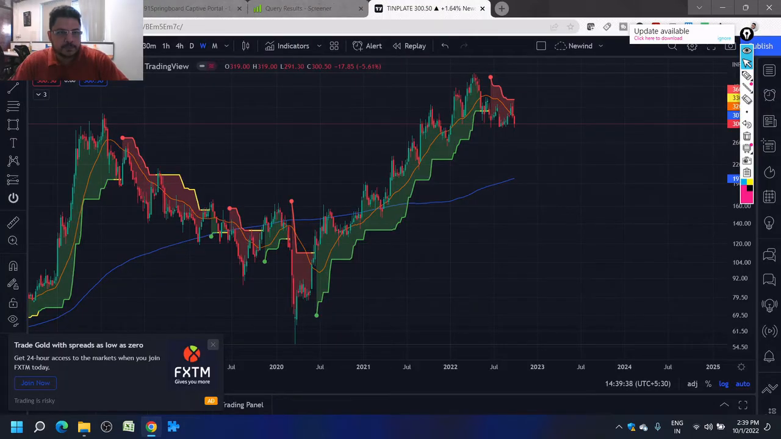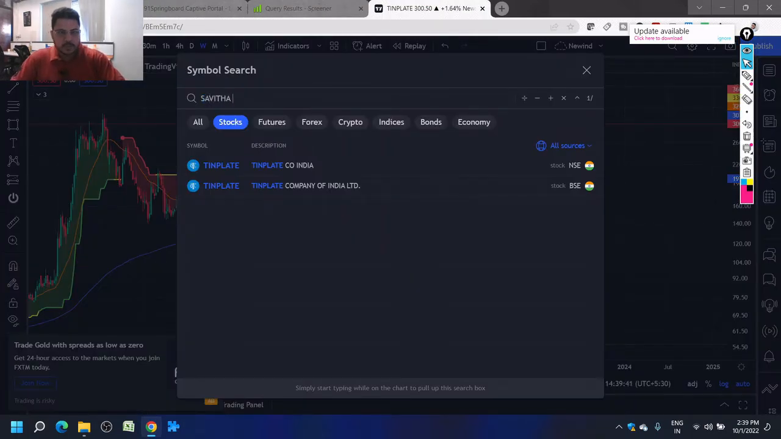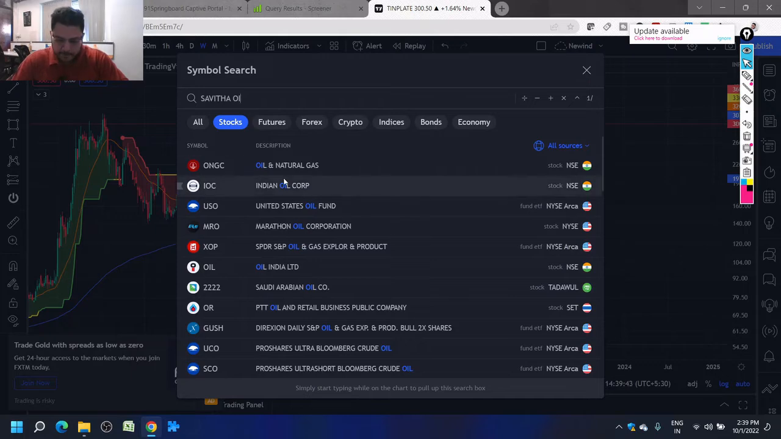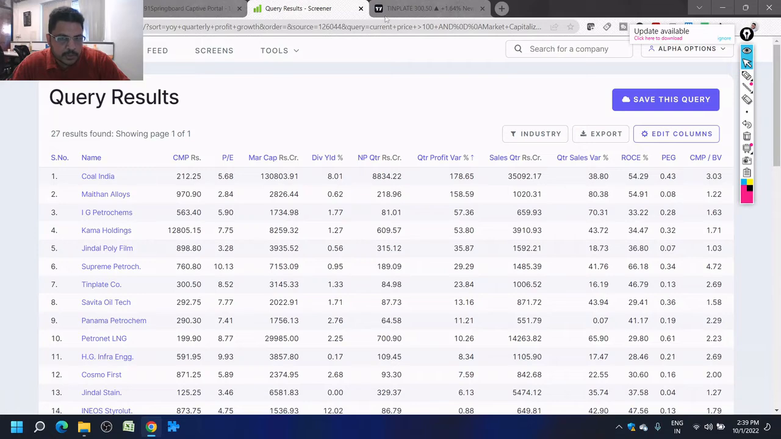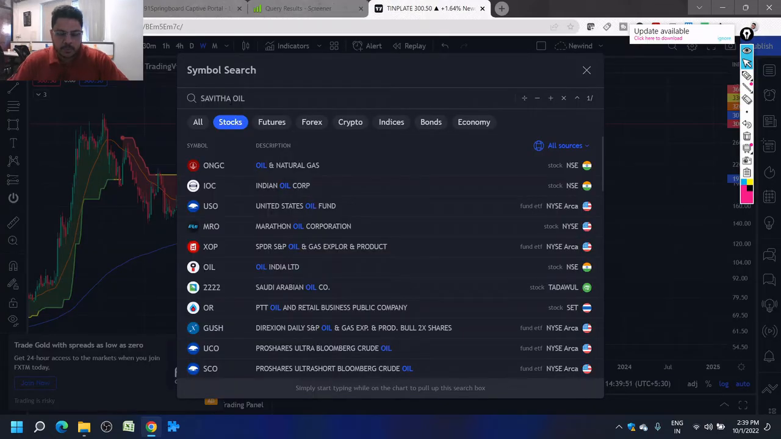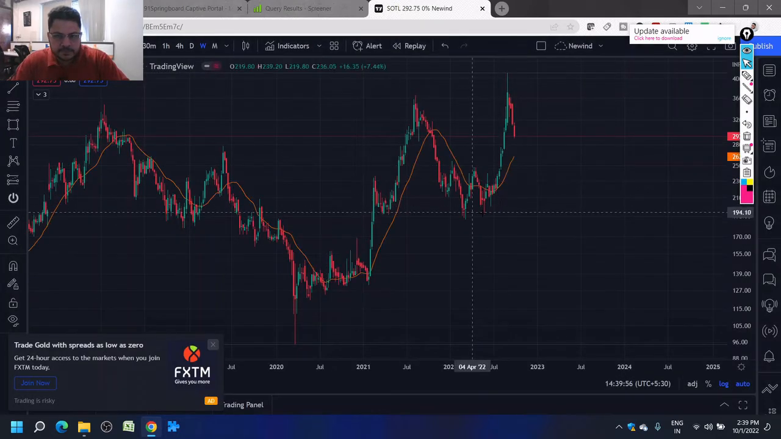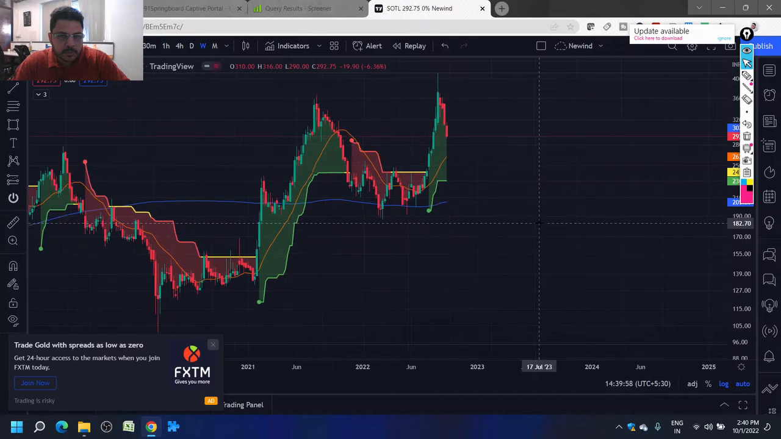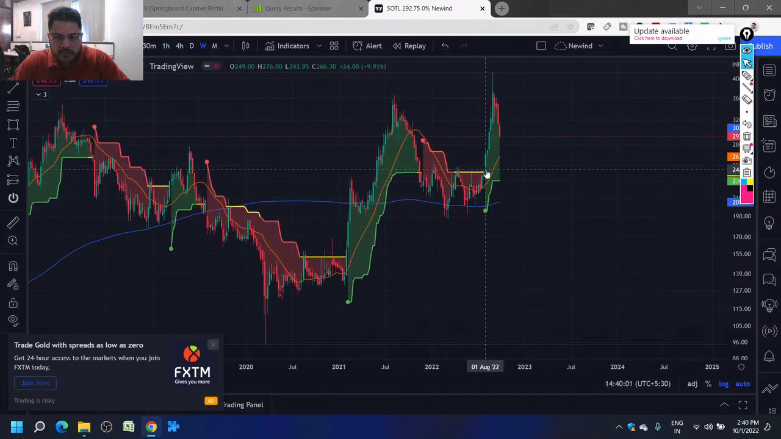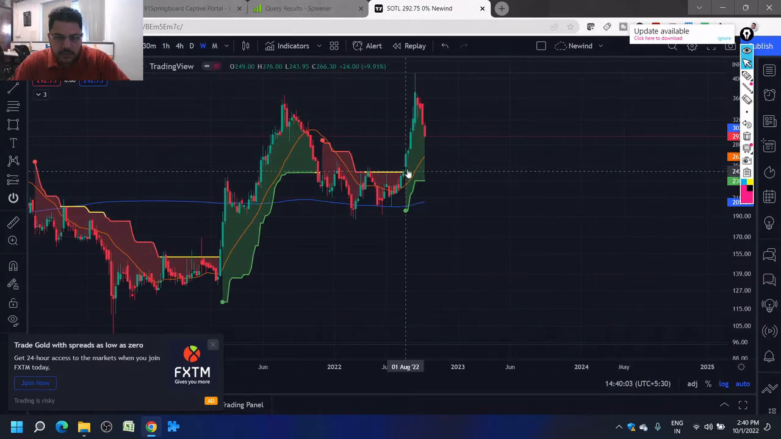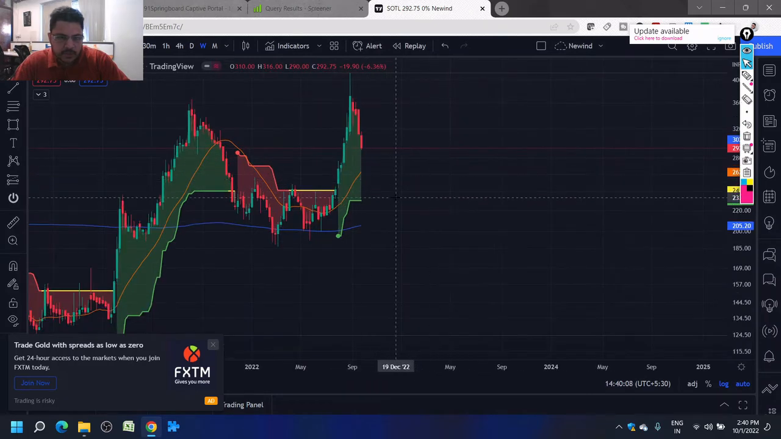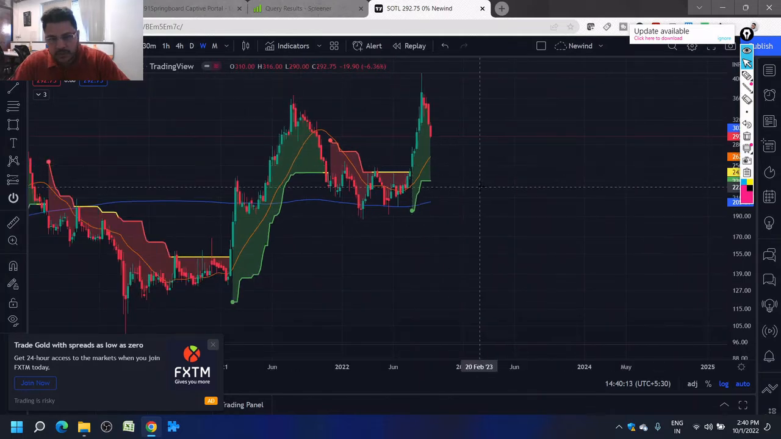Savita Oil Tech. Let's look at Savita Oil. SAVITA, not THA. Okay, SOTL. Very good up move it has given from the time it has given us an entry on the super trend. Now it is coming back. So wait for it to give you a green candle either near the 200. You can start investing on that.